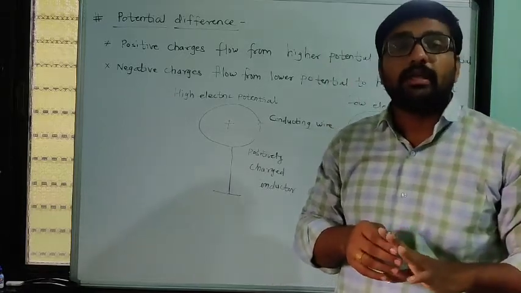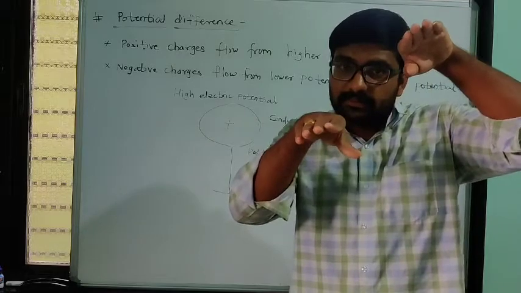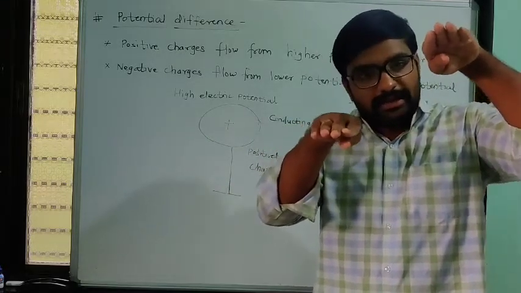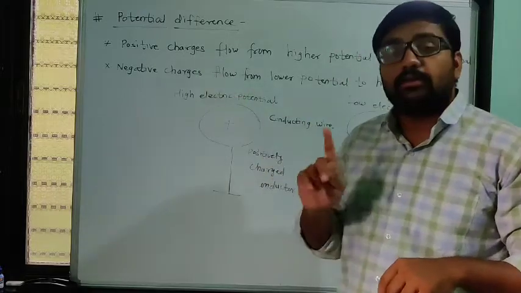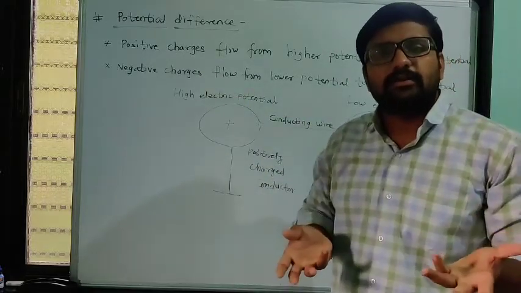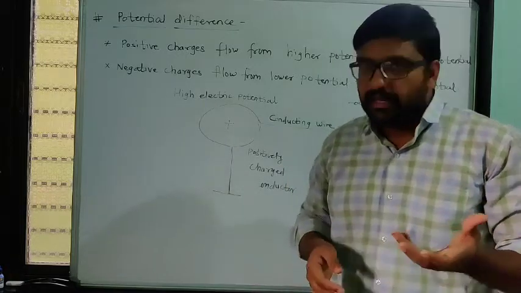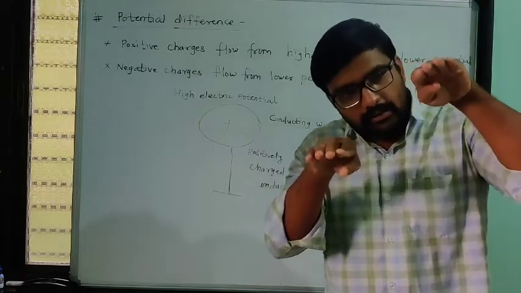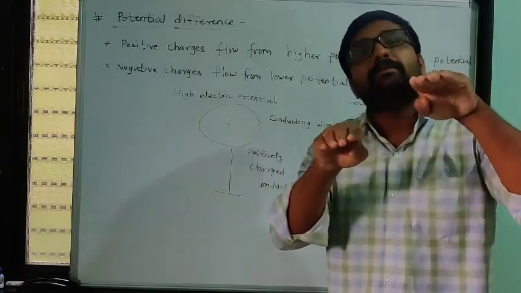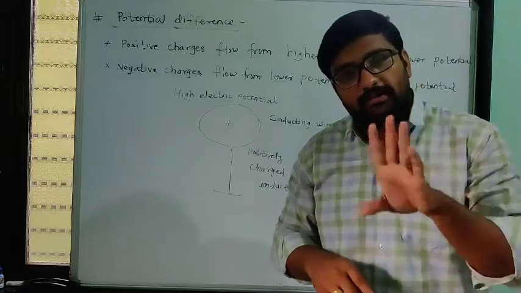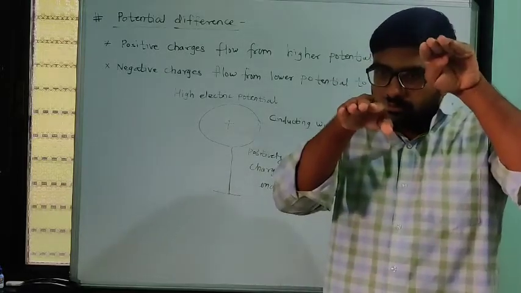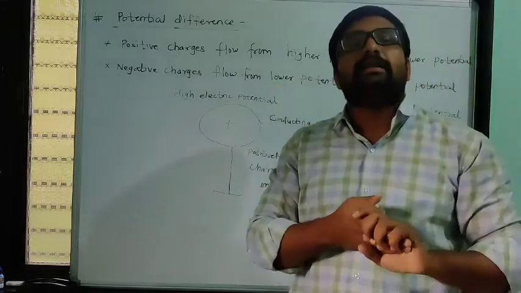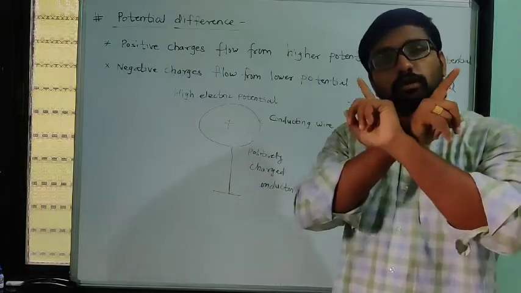In a similar way, if a potential difference is present between two terminals of a circuit, then what happens? Electric current flows. Current means simply charge flow, electron flow. So this electric current flows when the potential difference is present between two terminals of a circuit. If the potential difference between two terminals becomes equal, at that time charges do not flow.